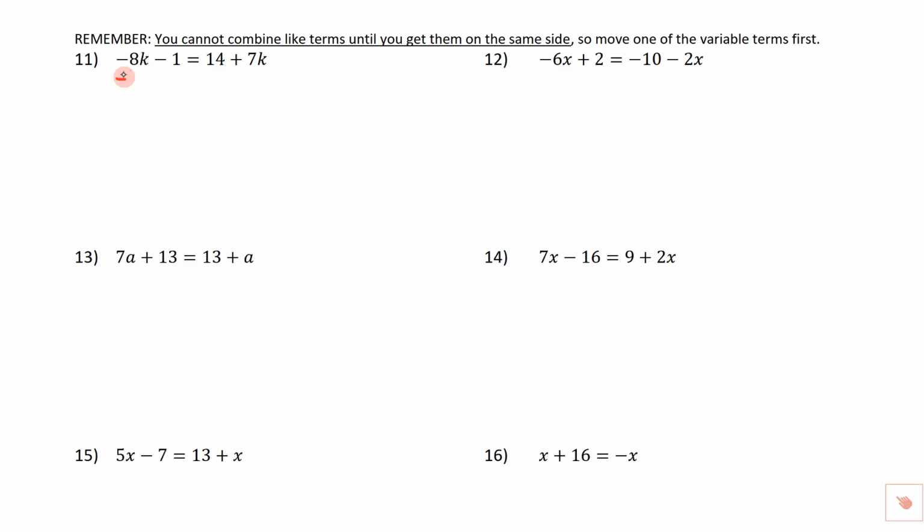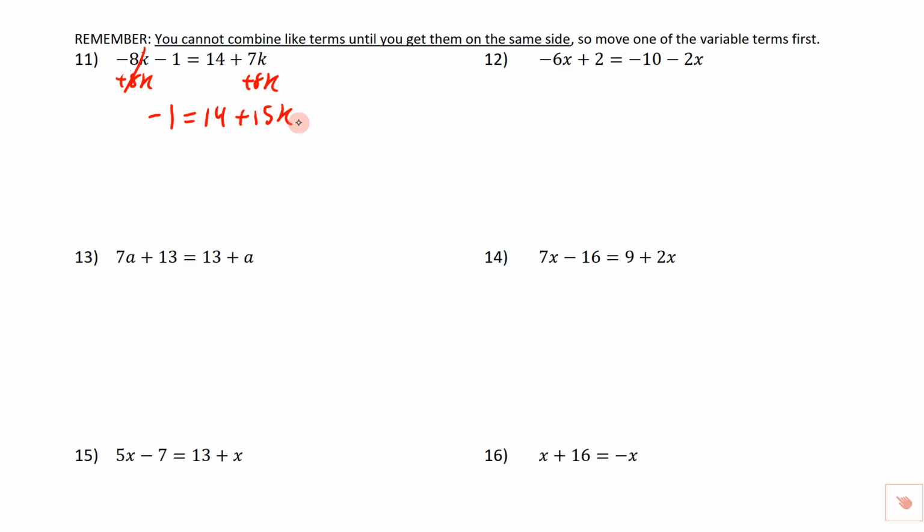What we're going to do is move the smallest one, the one that's most negative. Well, that's this one. So I'm going to add 8k here, and I'm going to add 8k here. Some people will put these together and say, oh, that's just a negative k. It's not. We can't combine them until they're on the same side. So these cancel each other out to make a 0. So that's a negative 1. Then I've got a 14 here, and if we add those together, this is a 15k.